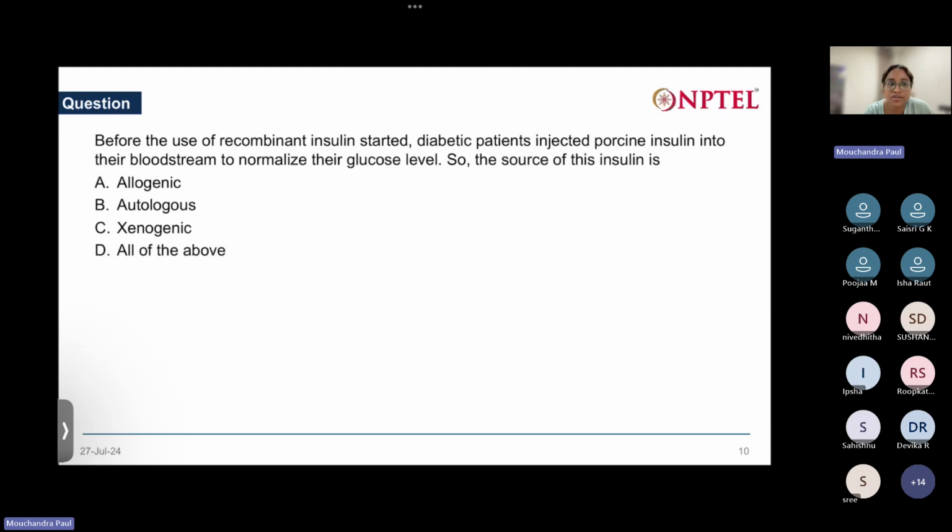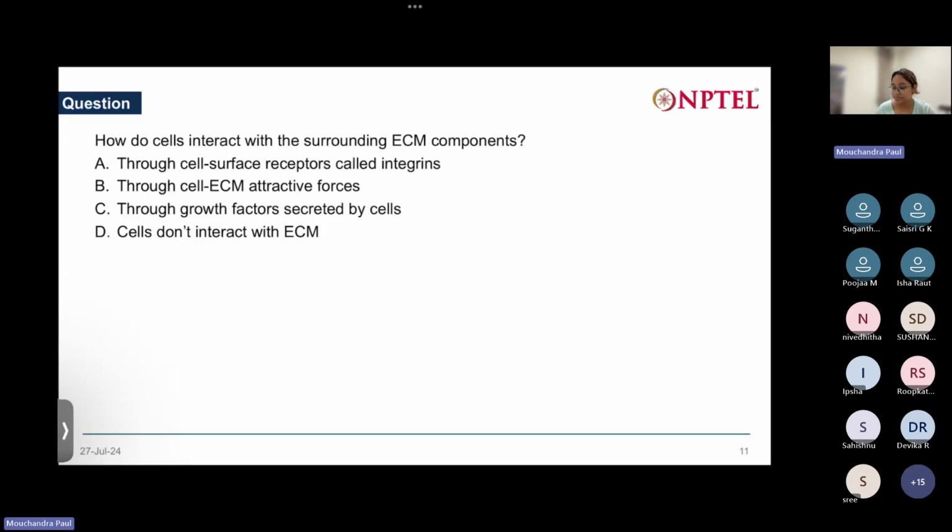So this is a very similar question to what we saw earlier. Before the use of recombinant insulin started, diabetic patients injected porcine insulin into their bloodstream to normalize their glucose level. So the source of this insulin is allogenic, autologous, xenogenic, or all of the above? Xenogenic, ma'am. Yes, option C. So you guys are correct. It doesn't need any more explanation. So yeah, we'll move on.